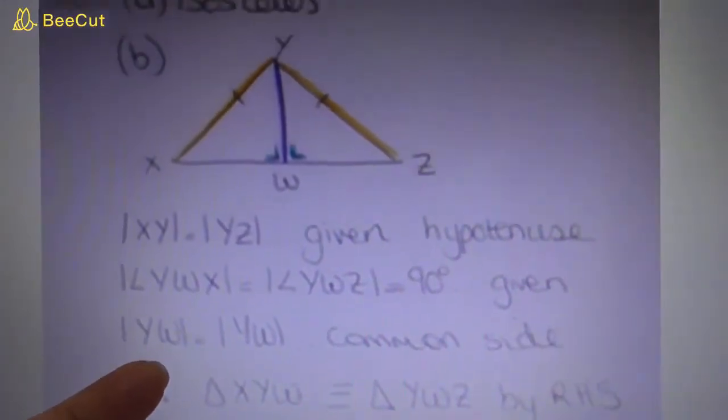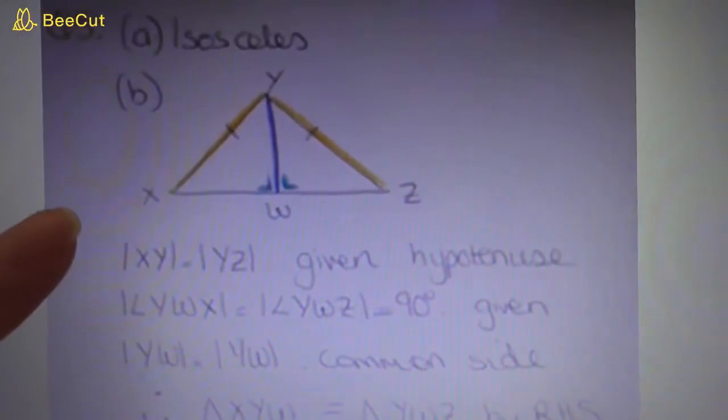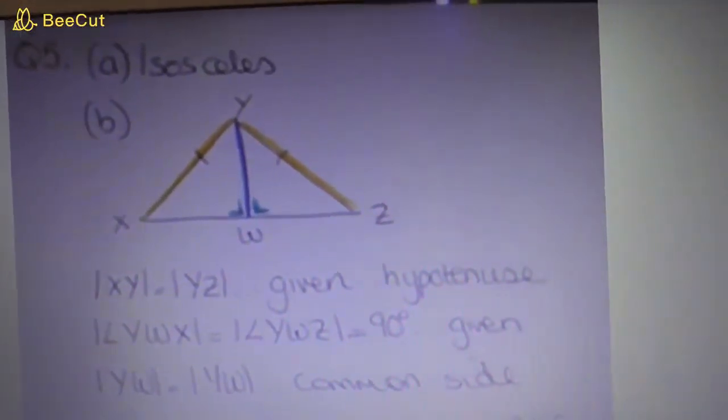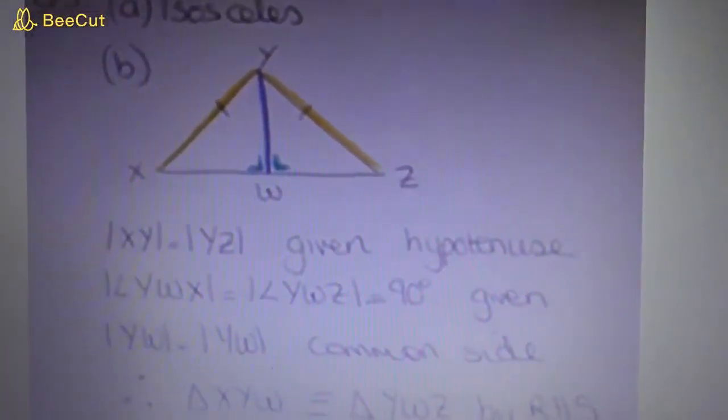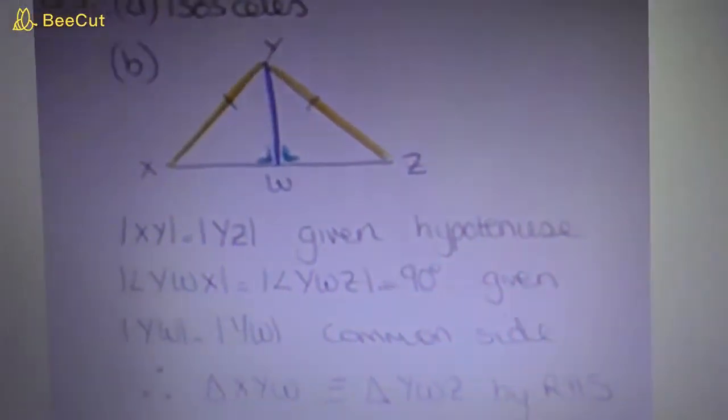So you could go off and try and prove angle side angle, but actually, hang on, sorry, we can't prove angle side angle. The only one we can actually prove for that is right angle, hypotenuse, and one other side, so RHS.